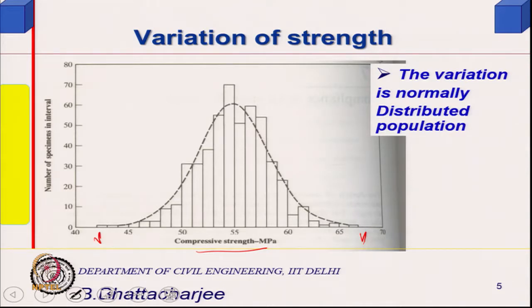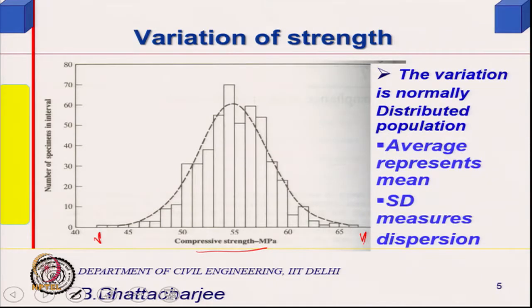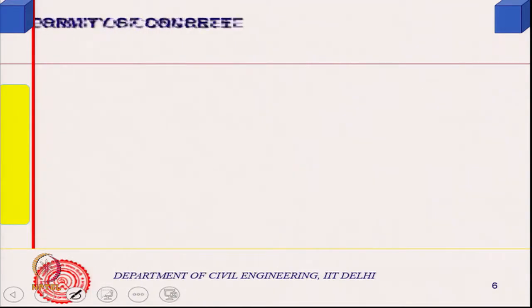So, any index in concrete is likely to be normally distributed unless there is a reason for it not to be. If it is random occurring everywhere, then it is likely to be this manner. So, average of course and standard deviation you know. Now, standard deviation gives me an indication of the quality of concrete, larger standard deviation means poor quality of concrete.